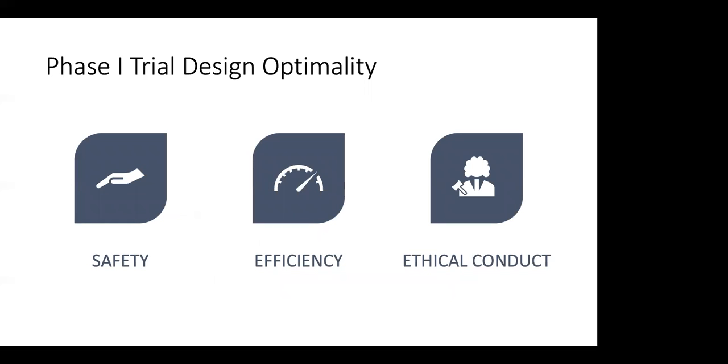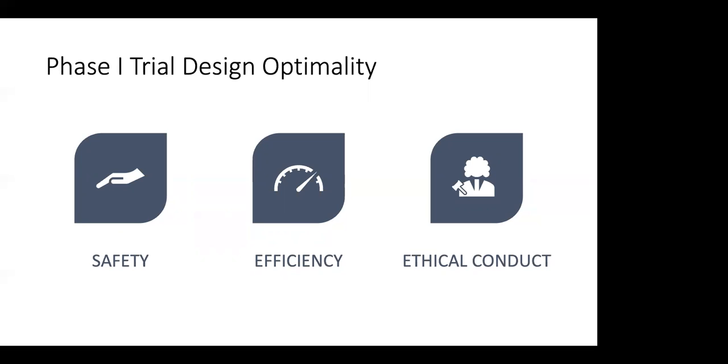And in the Phase 1 trial design, we are seeking a method to provide us some type of optimality in consideration of safety, efficiency, and ethical conduct. For safety, it's easier to understand, right? We don't want to overdose patients. We don't want to assign the patient into a dose level which is too toxic.